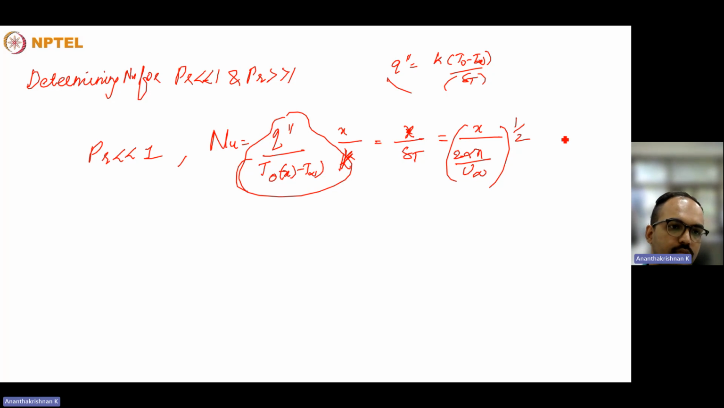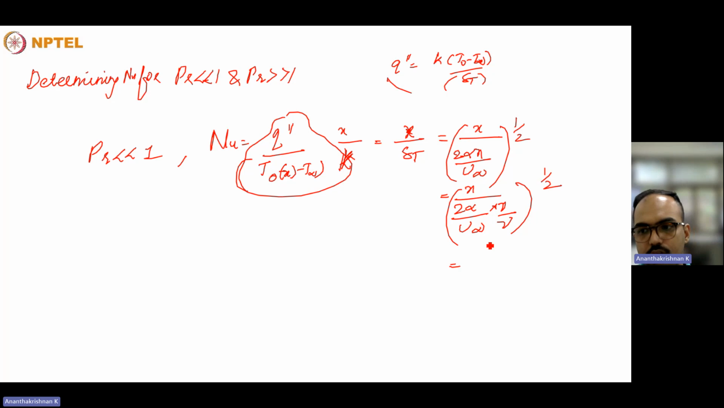So making some rearrangements, you can write x divided by 2 alpha divided by u infinity, multiplying and dividing by the momentum diffusivity, we get it in the form of this. We know that nu by alpha is equal to the Prandtl number. So this corresponding term will be equal to 1 by Prandtl number, which goes on to the top and will become equal to Prandtl number. So we can write that term outside. So it will be Prandtl number raised to 1 by 2, and clubbing the remaining terms together.